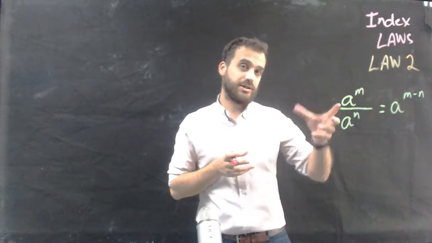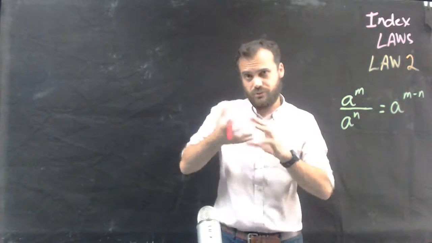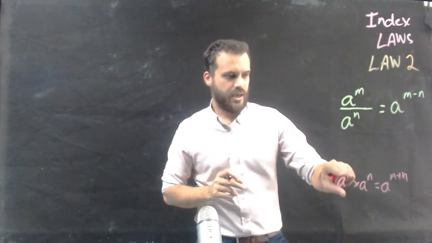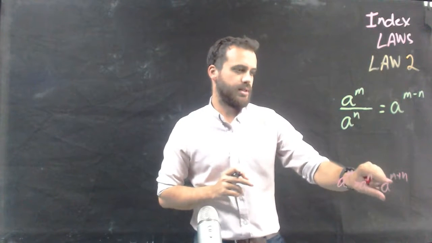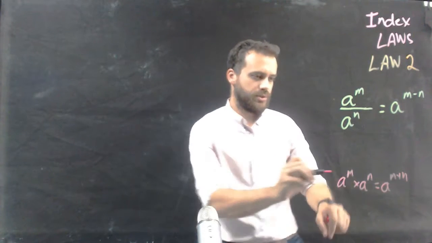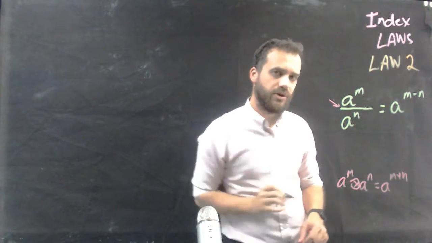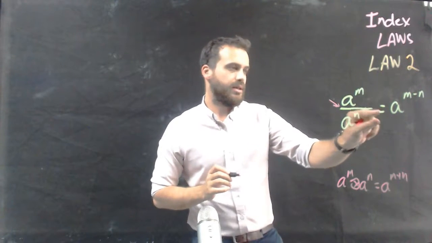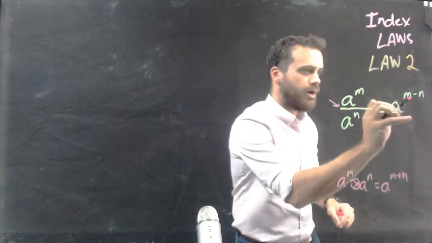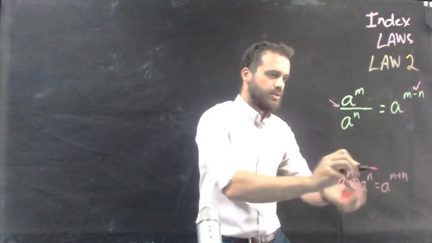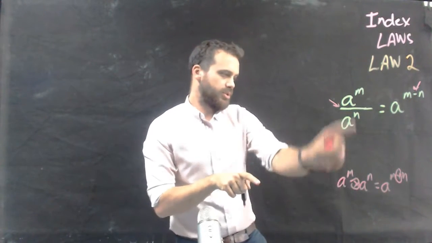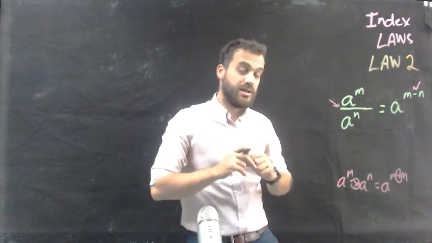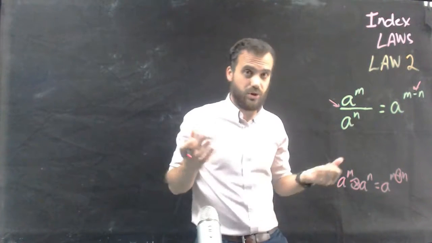So here we are with index law 2, and index law 2 is kind of the reverse of index law 1. Index law 1 said that a to the m times a to the n equals a to the m plus n. Now this time we're not dealing with multiply, we're going to deal with divide. And we're going to say that a to the m divided by a to the n equals a to the m minus n. So you can see divide is the opposite of multiply, and subtract is the opposite of plus. So index law 1 and index law 2 are kind of the opposites of each other.